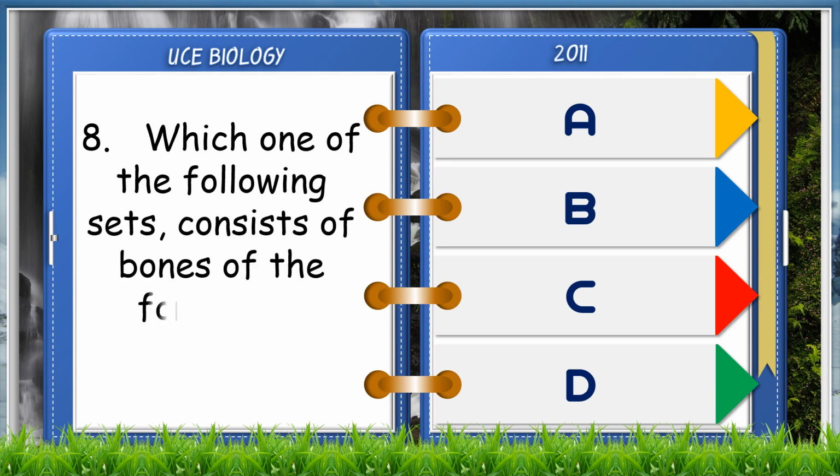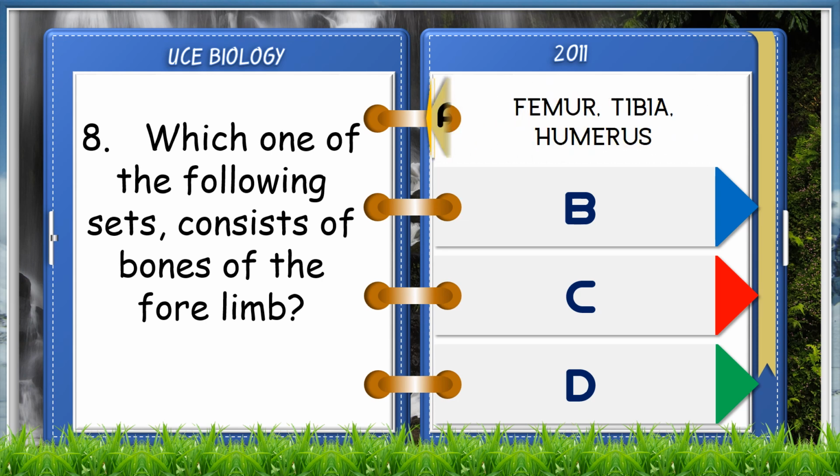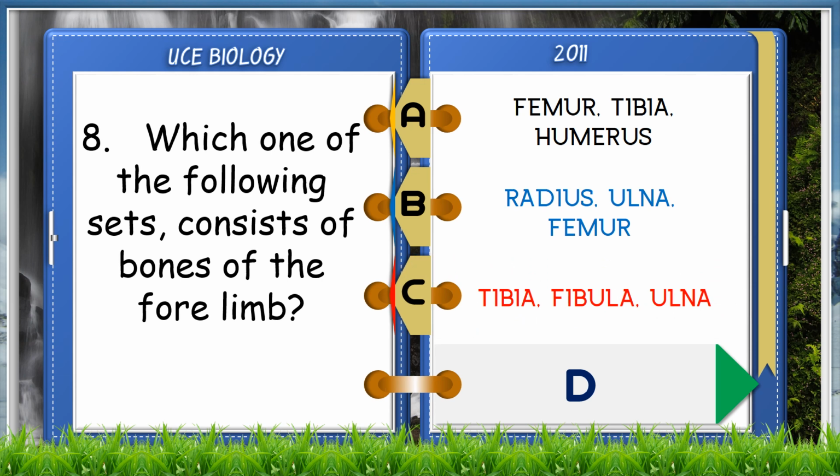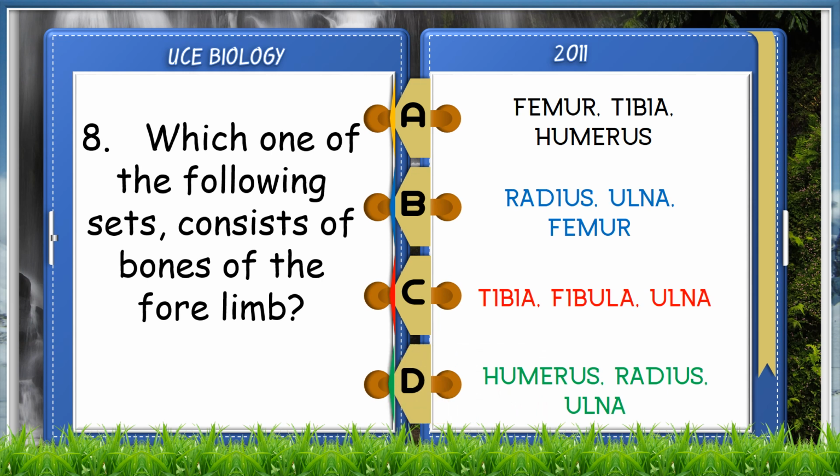Which one of the following sets consists of bones of the forelimb? A. Femur, tibia, humerus. B. Radius, ulna, femur. C. Tibia, fibula, ulna. D. Humerus, radius, ulna. The answer is D. Humerus, radius, ulna.